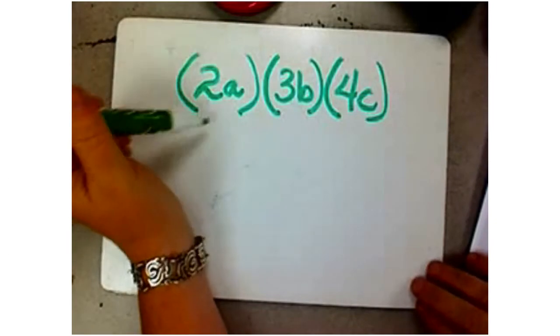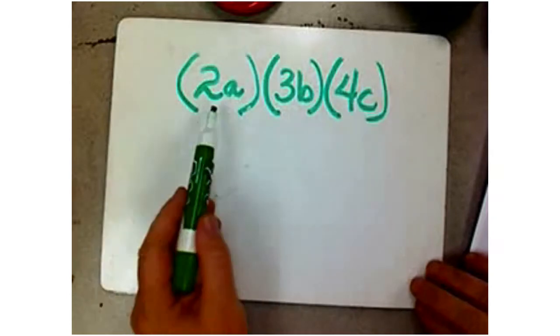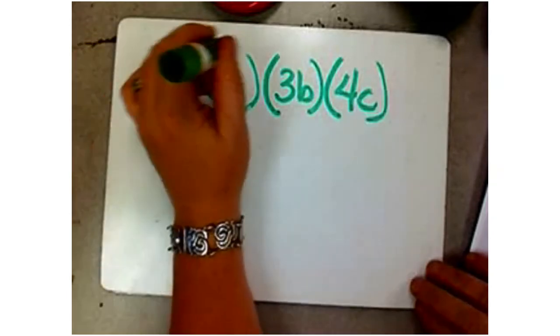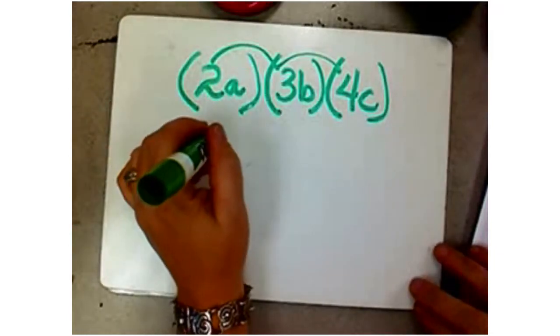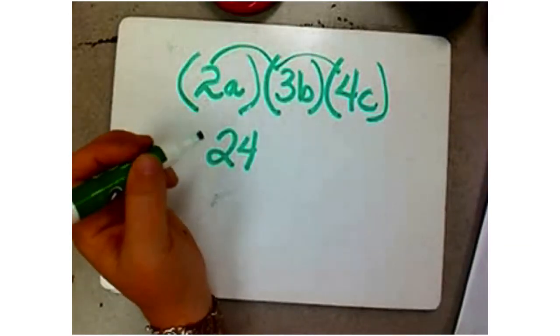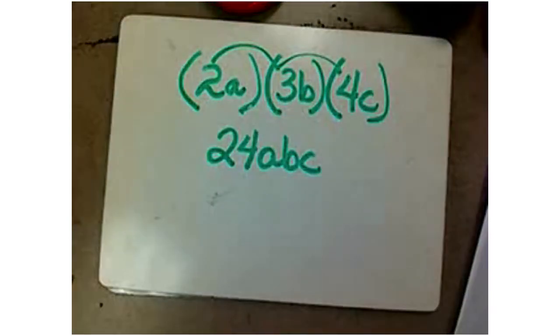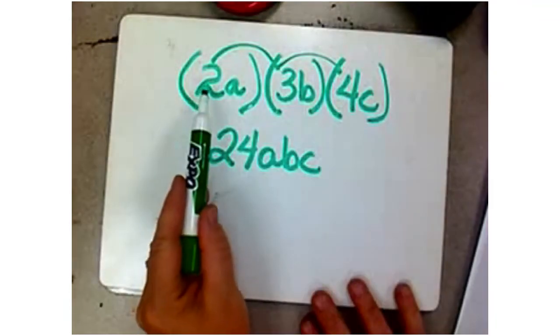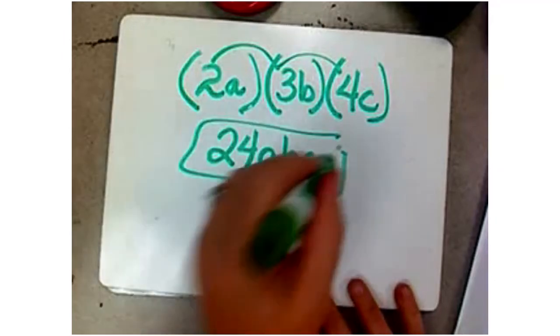All right, so (2a)(3b)(4c). It just says 2a times 3b times 4c. So we can multiply 2 times 3 is 6, 6 times 4 is 24. You see how I did that? And then a times b times c, that's just going to be abc right next to each other. When you put variables next to each other, it just means multiplication. So this simplifies to 24abc. We don't know what a, b, and c are, so we just write 24abc.